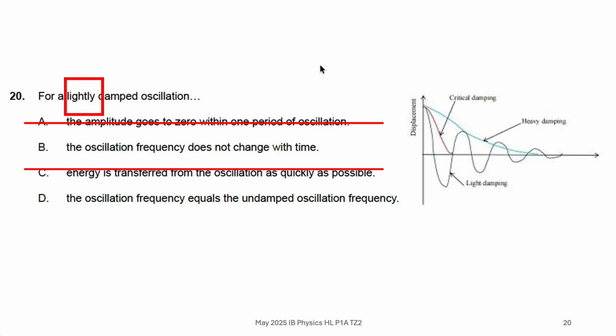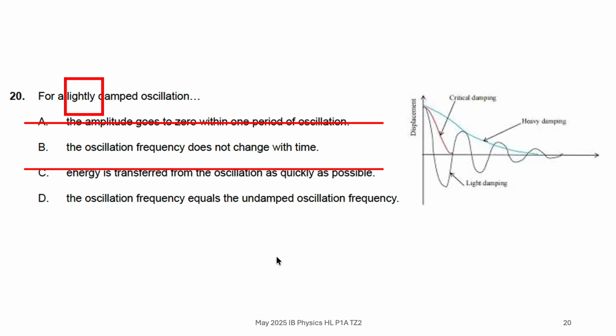If we take statement C, sorry, let's get rid of the line here, I didn't mean to press that. We've got another converse statement here, which is energy is transferred from the oscillation as quickly as possible. Again, let's look at our light damping. You're noticing it's still taking some time for that energy to be taken out. We're absolutely removing energy because the amplitude is decreasing. However, it comes quite slowly. This statement here, energy is transferred from the oscillation as quickly as possible, that would be critical damping. With critical damping, we take the energy out as quickly as possible.